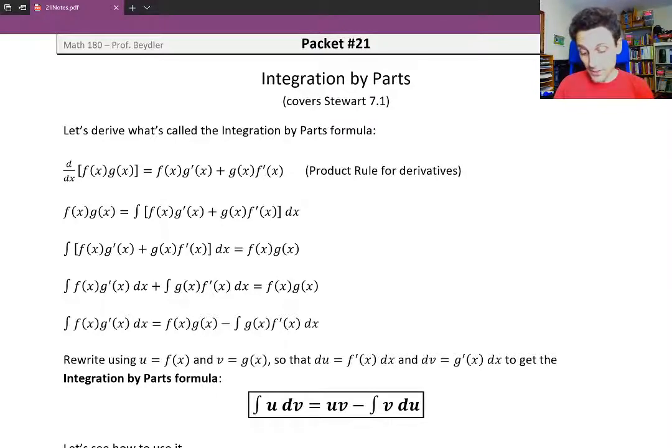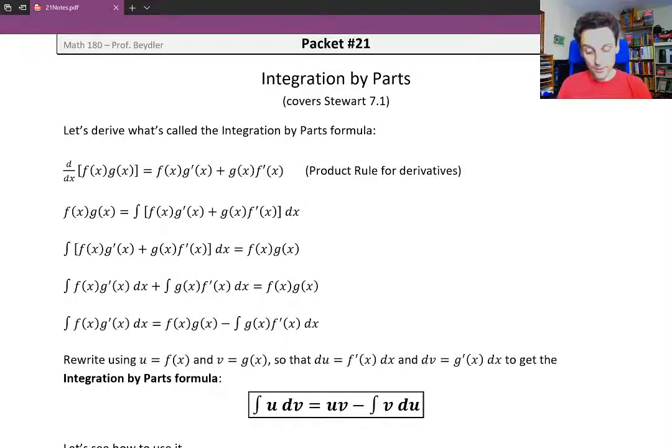Now we're going to play around with it a little bit. We're going to integrate both sides. And the integral of the derivative, remember we said those two undo each other, so we just get f of x times g of x. And then we'll have the integral of the right-hand side. Now what we're going to do is just switch the two sides of the equation. Nothing much right here, nothing up my sleeve. The integral goes on the left. The f times g goes on the right.